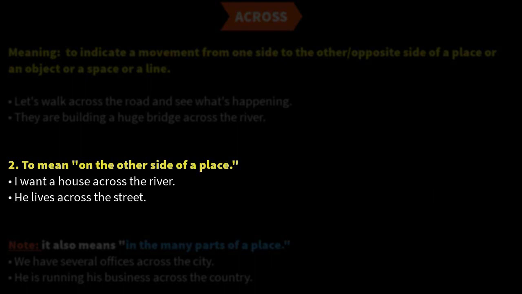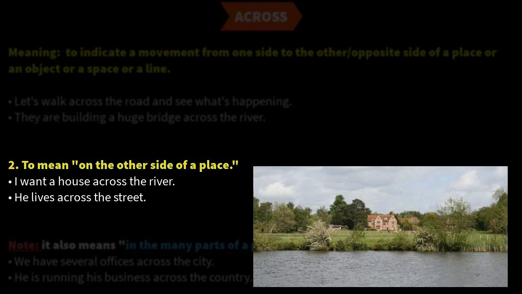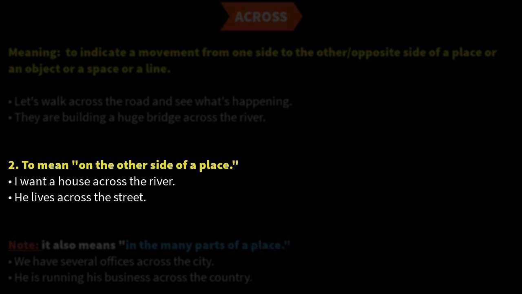Let me show you some examples. I have a house across the river. That means on the opposite side of the river. On the other side of the river, I have a house. There is a petrol pump across the road. On the other side of the road, on the opposite side of the road, there is a petrol pump.